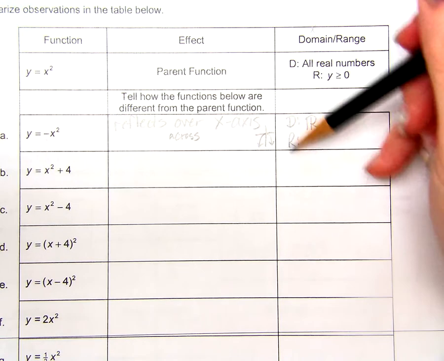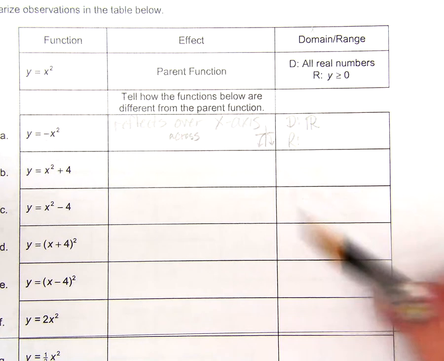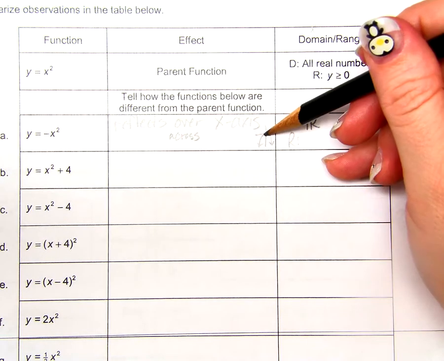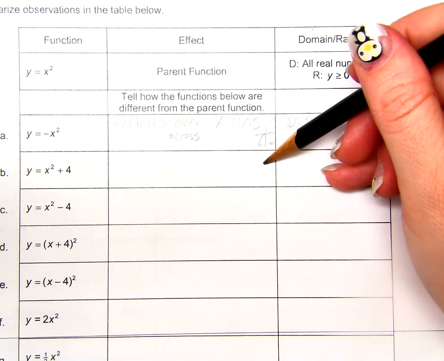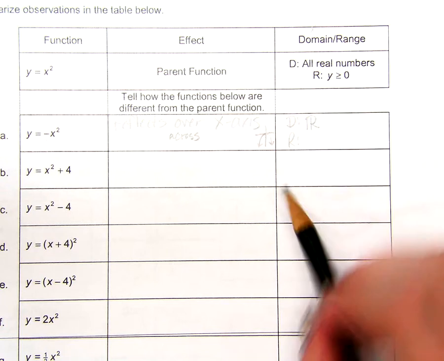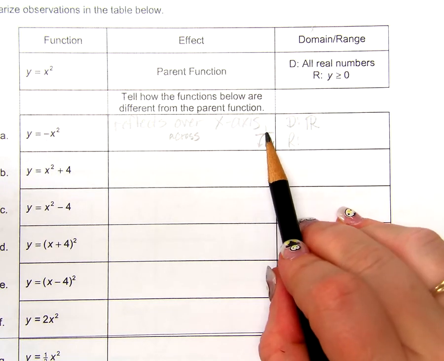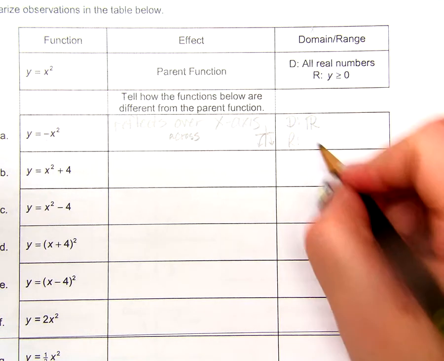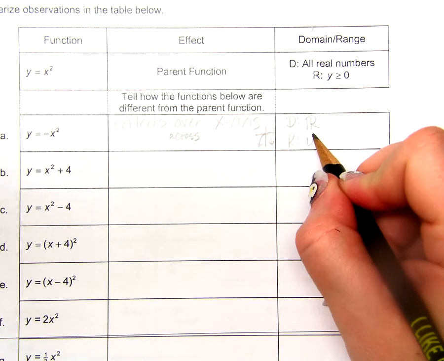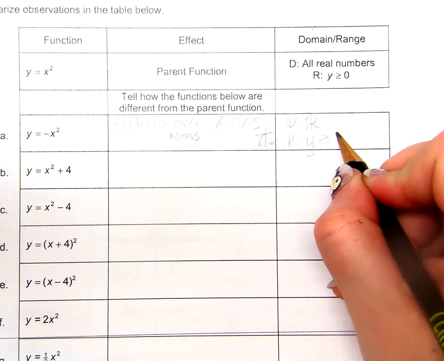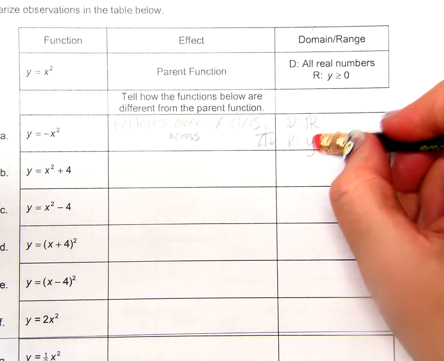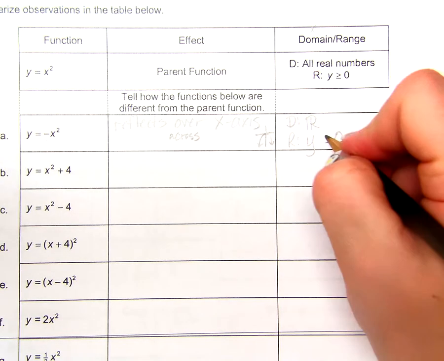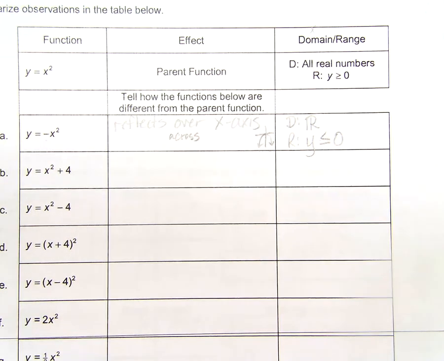Okay? So what about my range? How far down does it go and how far up does it go? How far down does this go? All the way. How far up does it go? To 0. So it's everything less than 0. How do we write that? Y less than or equal to 0. Is that okay with you guys? Less than or equal to 0. This is exciting.